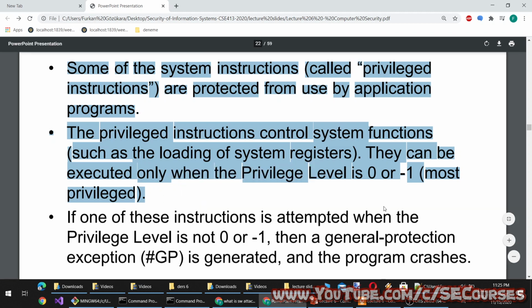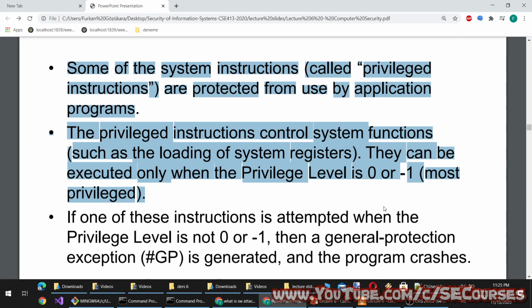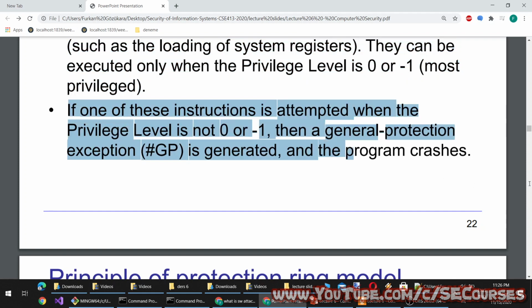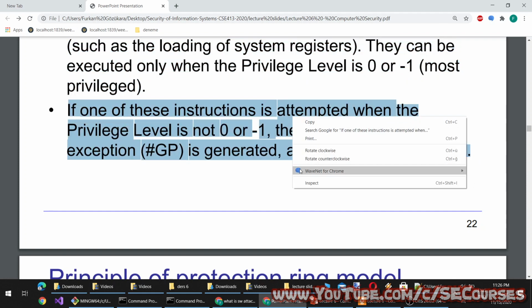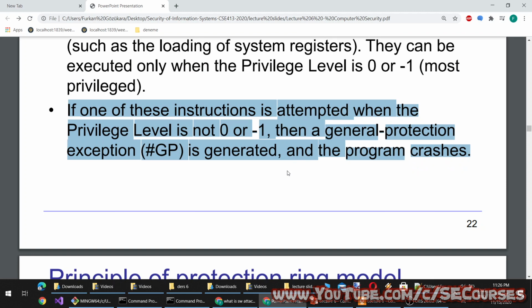Some of the system instructions, called privileged instructions, are protected from use by application programs. The privileged instructions control system functions, such as the loading of system registers. They can be executed only when the privilege level is 0 or -1, most privileged. If one of these instructions is attempted when the privilege level is not 0 or -1, then a general protection exception, #GP, is generated, and the program crashes.